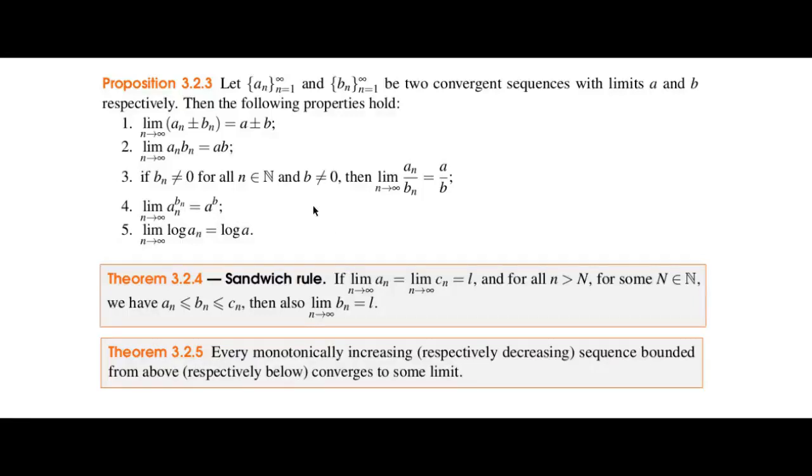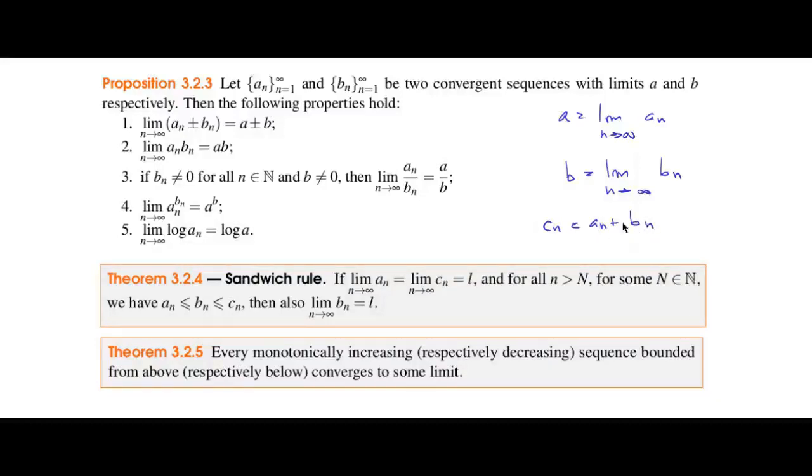So, first proposition: let a sub n and b sub n be two convergent sequences with limits a and b. That means that a is the limit when n goes to infinity of a sub n, and b is the limit when n goes to infinity of b sub n. Well, the limit of the sum of the two sequences, or the subtraction. So suppose we have a new sequence that's computed like this.